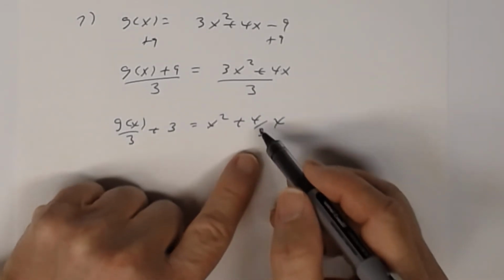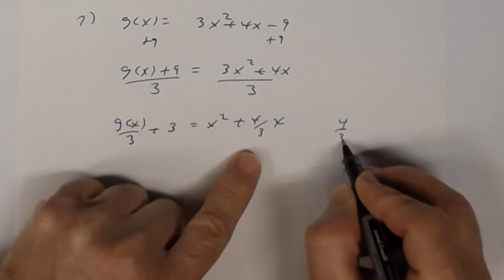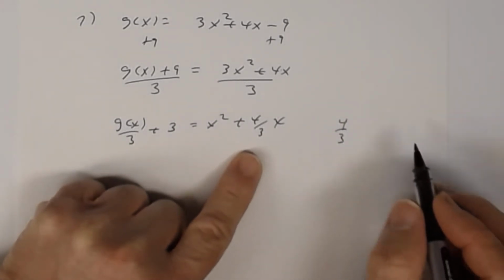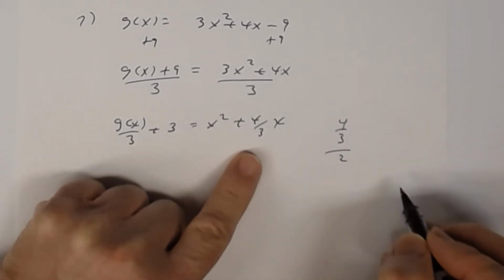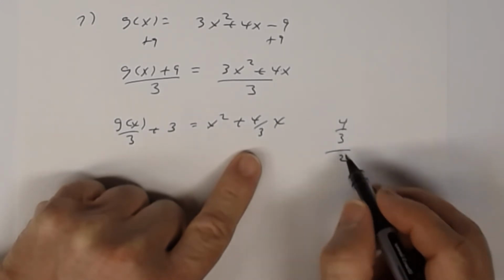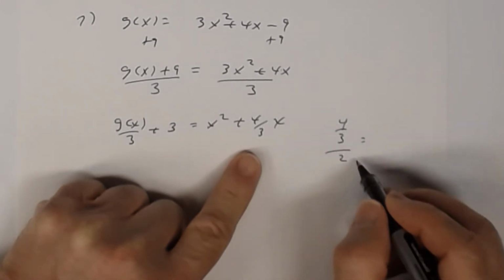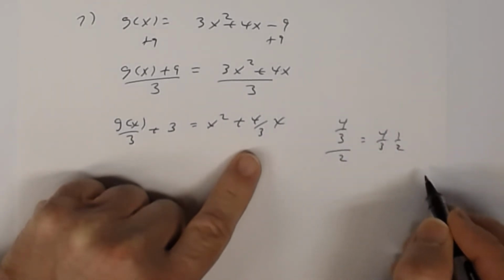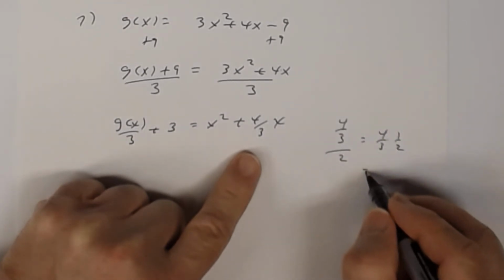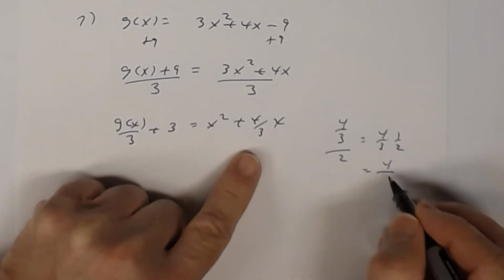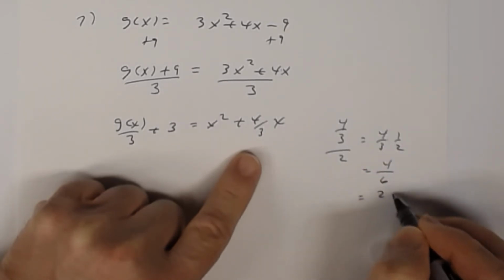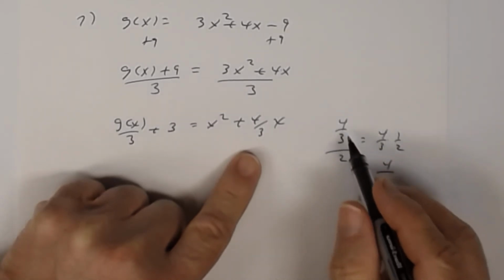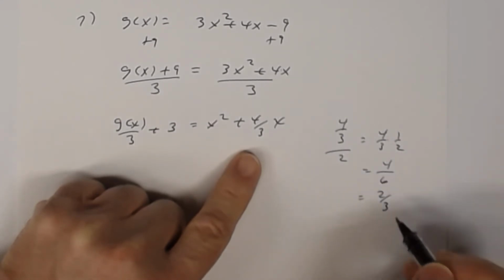So the coefficient of x this time is 4/3. It's not an integer, but you still have to divide by 2, right? Well, dividing by 2 means the same thing as multiplying by a half. So this is 4/3 times a half. 4 times 1 is 4, 3 times 2 is 6, and when I reduce, I get 2/3. So 4/3 divided by 2 is 2/3.